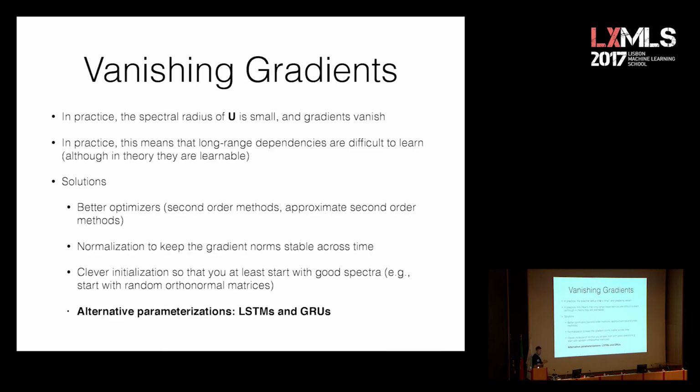Okay, so this means that in practice, long-range dependencies are difficult to learn, although in theory it's possible if you get lucky. Some of the solutions that have been proposed are to just use better optimizers. Maybe you don't need a very precise gradient. Maybe you just need some algorithm better than SGD that responds to very small gradients. You can also normalize the gradients to say, well, sometimes they're going to get small, sometimes they're going to get big. We're going to normalize them so they're all roughly the same size.